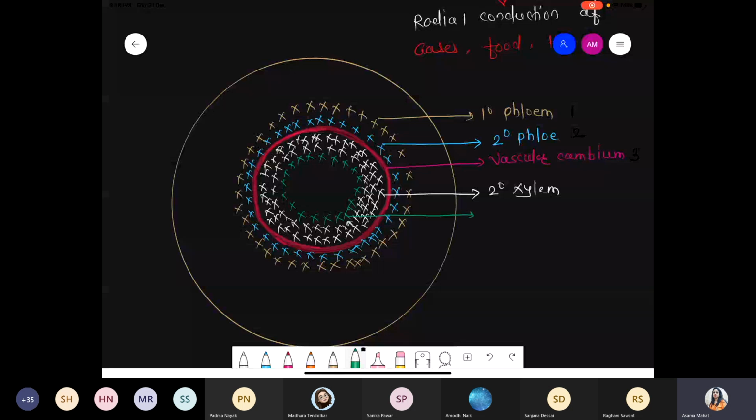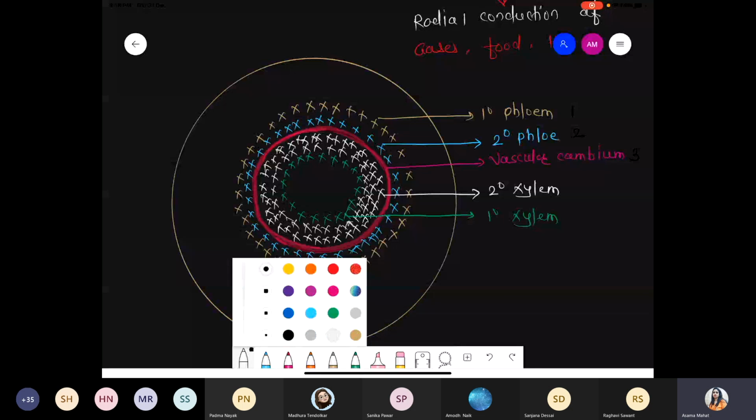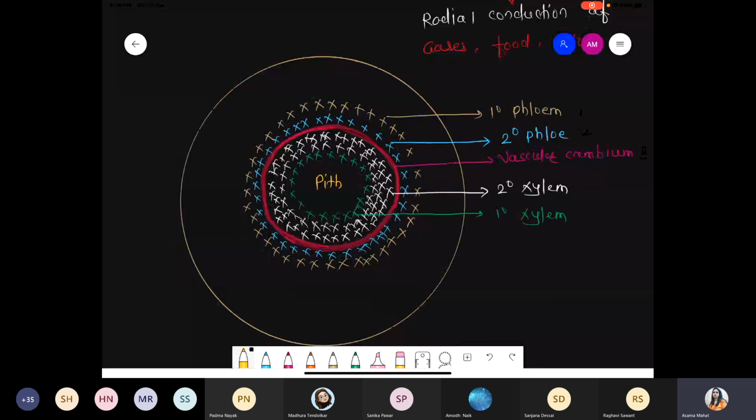So this green color, nothing but these are the part of the primary xylem. And you know very well, at the center of the stem, now there is a presence of pith, P-I-T-H, which is present at the center. So just check the sequence.